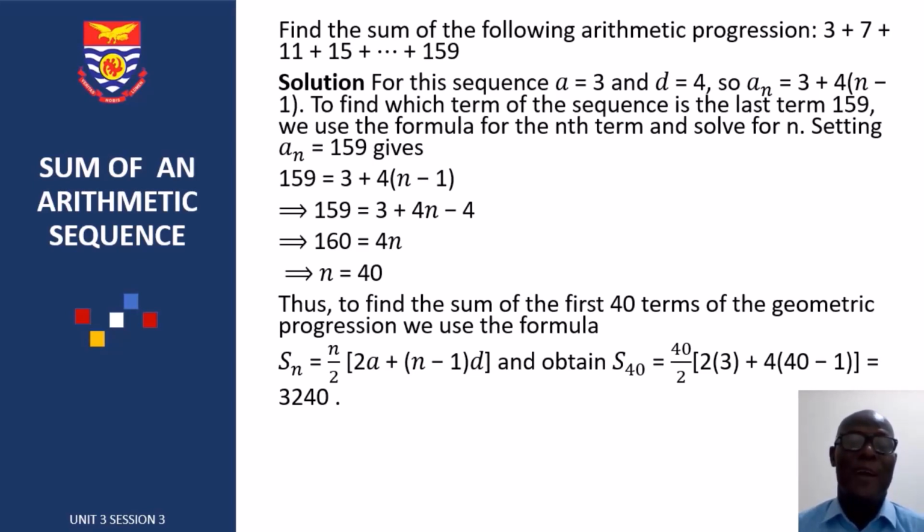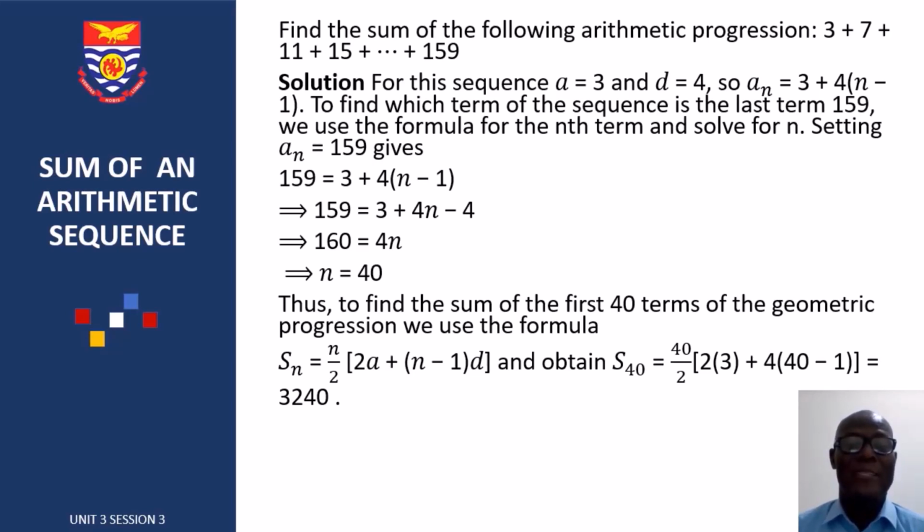Now, when we simplify, we have 160 is equal to 4n. So to find n, we divide both sides by 4. So dividing 160 by 4 gives n is equal to 40. Now that we know n, which is the number of terms in the given sequence, and we know A, we know D, then we find the sum of the sequence by using S subscript n is equal to n over 2 into square brackets 2A plus (n minus 1)D.